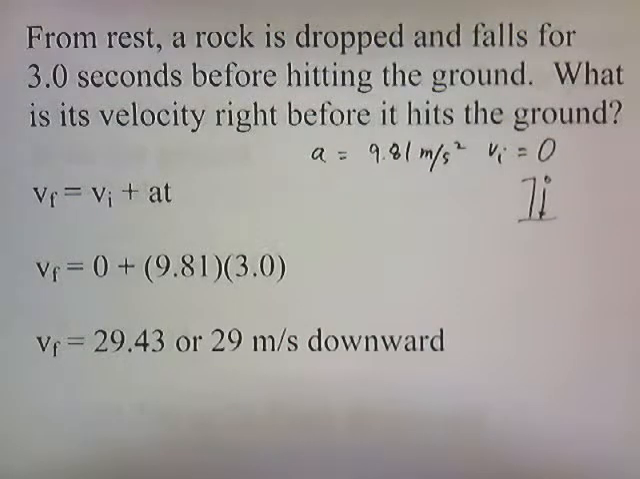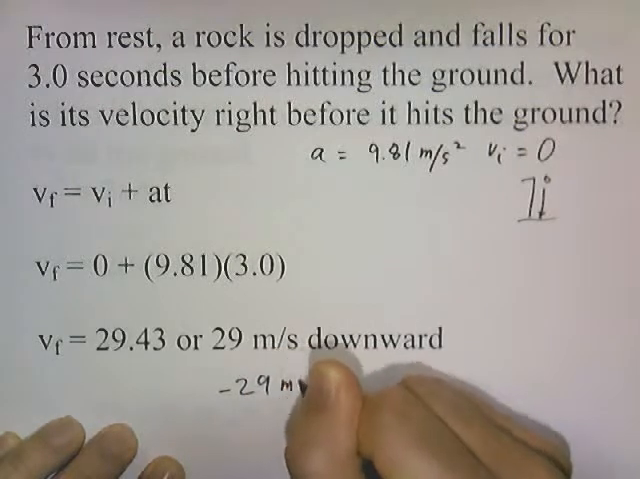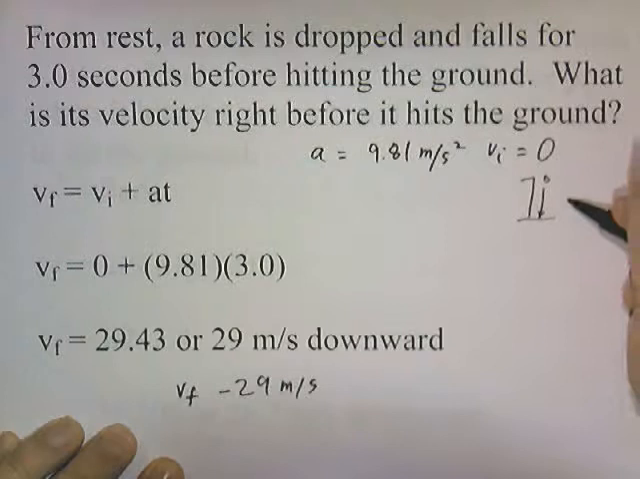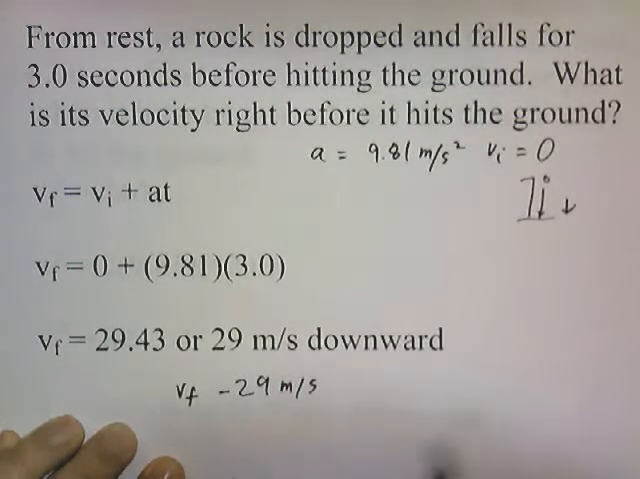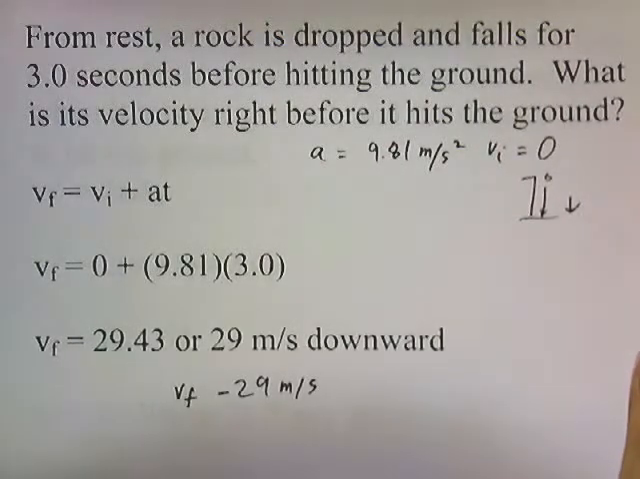Now, if the problem asks for velocity, we need to give a direction. So to indicate that the object is moving downward, we would write negative 29 meters per second. Because we're indicating that the object is moving downward, we have to use a negative sign if they ask for velocity. We need a direction. We have to tell it whether it's going up or down.